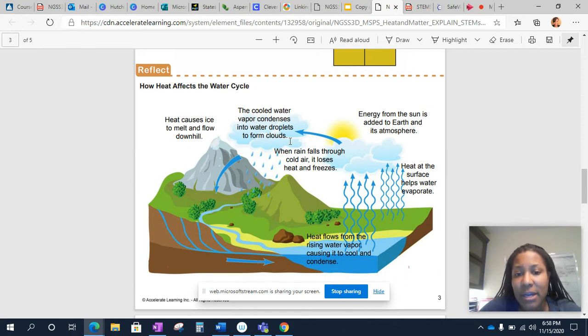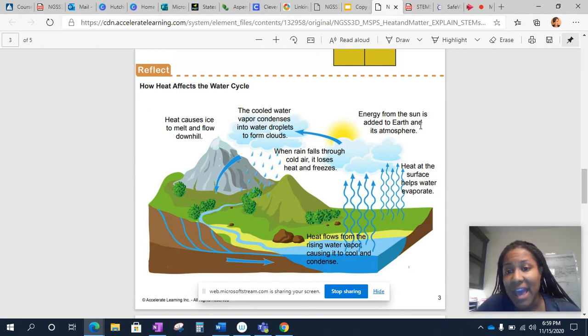Now, let's look at what's happening in this cloud. The cooled water vapor in the cloud condenses into water droplets to form clouds. When that cloud gets so heavy that it can no longer hold the vapor, we get precipitation. So when rain falls through cold air, it loses heat. And guess what? It freezes over time. And that's how we get hail, sleet, and snow.